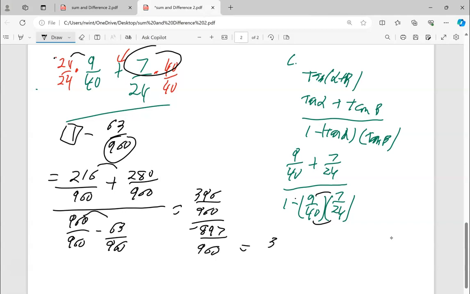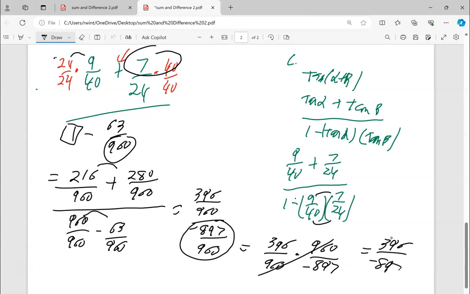And then change it to where we're multiplying by the reciprocal. So instead of dividing by this, I can multiply by the reciprocal. Maybe you heard something like keep it, flip it, change it, or copy, change, flip. I've heard it said a bunch of different ways. Those cancel. I get 396 over 897. That's terrible, but it's accurate. Hope that helps, and I'm going to close this out and hope this makes sense. Bye.